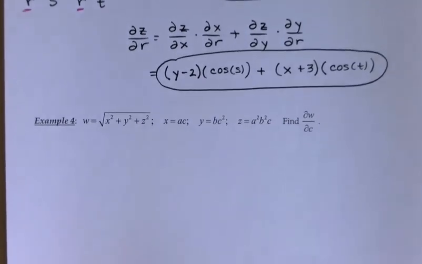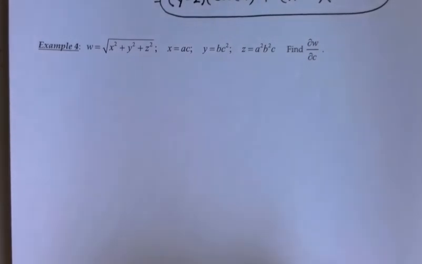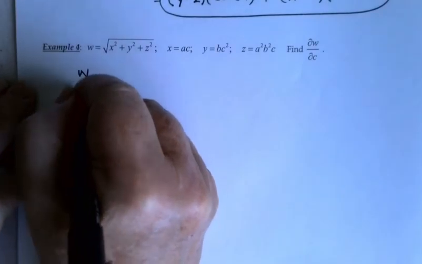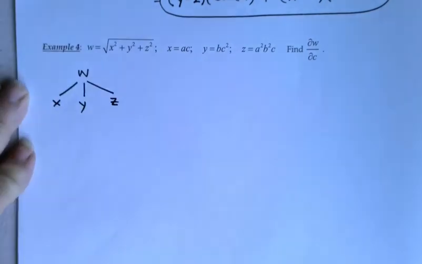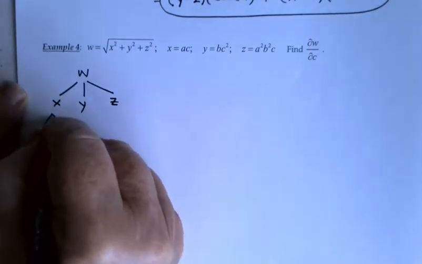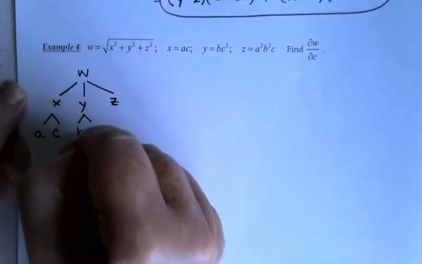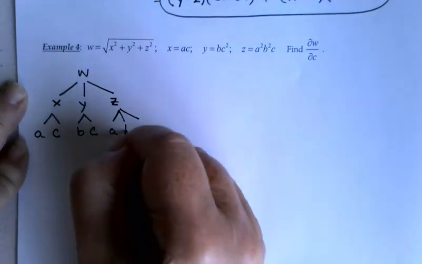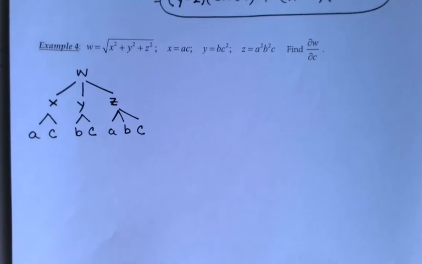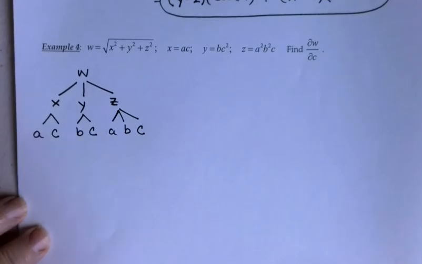All right, let's try example 4 here. Here w is a function of 3 variables, x, y, and z. So let's start our tree diagram. X is a function of a and c. Y is a function of b and c. And z is a function of a, b, and c. Our goal is to find the partial derivative of w with respect to c.